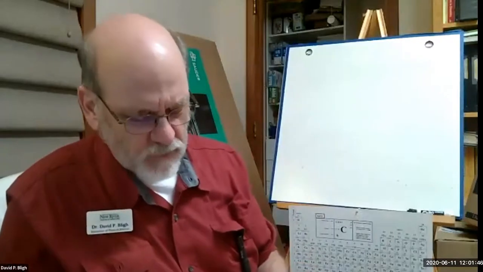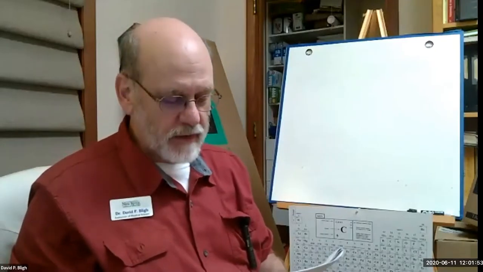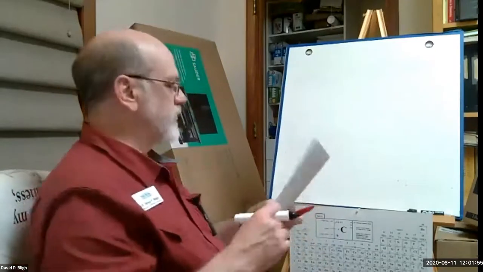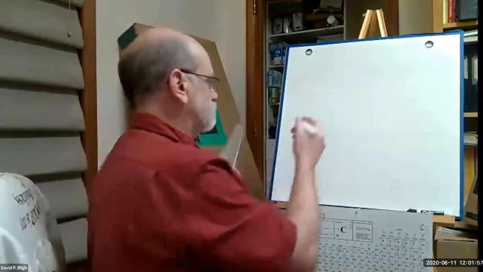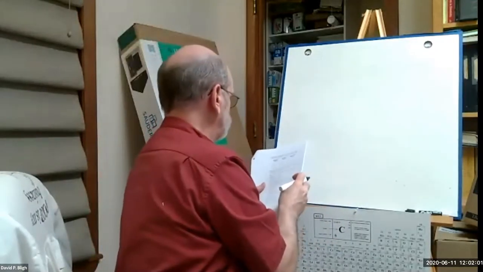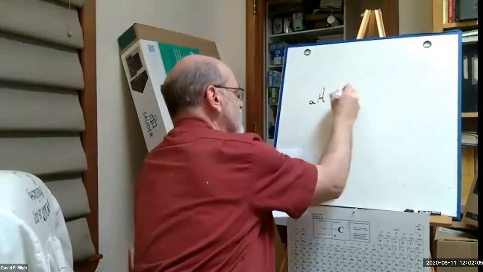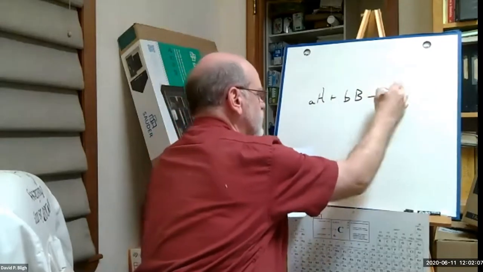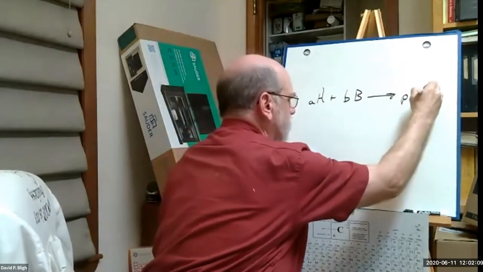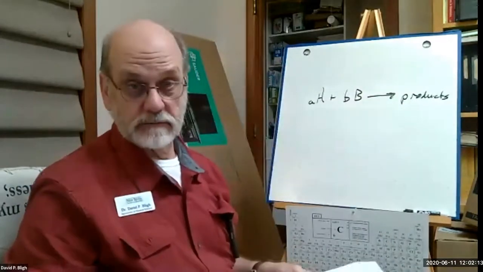What does number 4 say? Write a general equation and rate law for a reaction having 2 reactants. Well, that's simple. We've done one. If you have something that's, let's see, I'll give you the equation. Let's say we have so much A, so much of B yields products. Write the rate law for that.